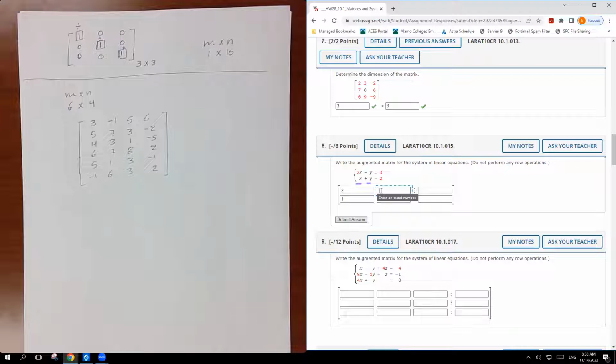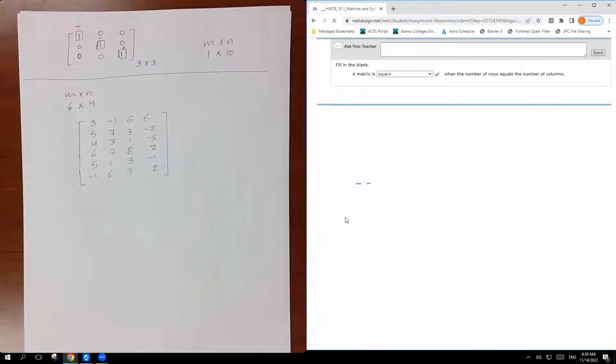And here is -1. And here I'm going to write down 1. Then you see these 2 dots, which is the same thing, the line. That means the number by itself on the other side, the constant, is a 3, and here is 2. That's the only thing they ask you in this example, to write down the augmented matrix.